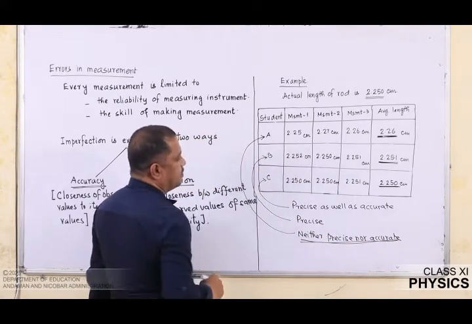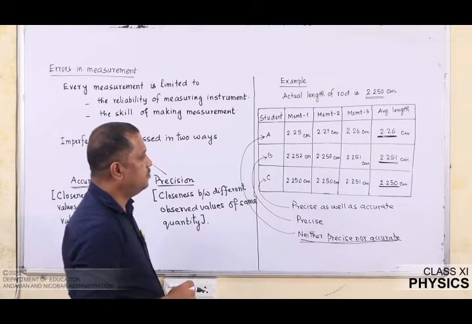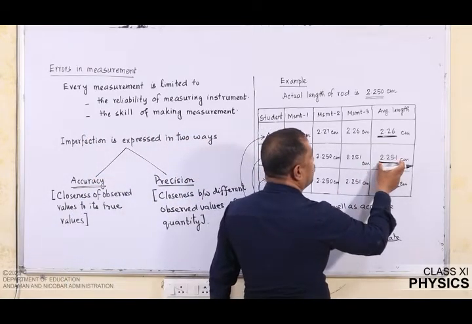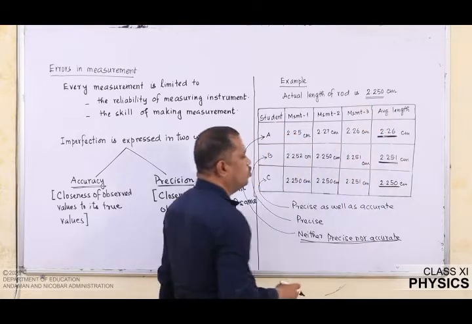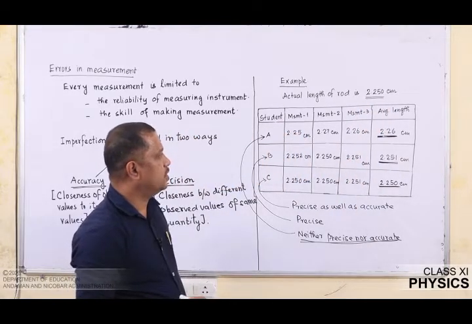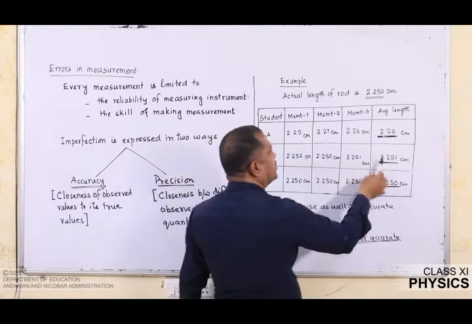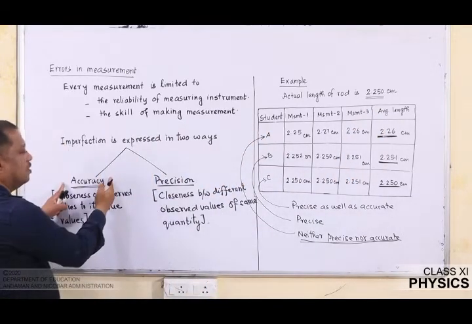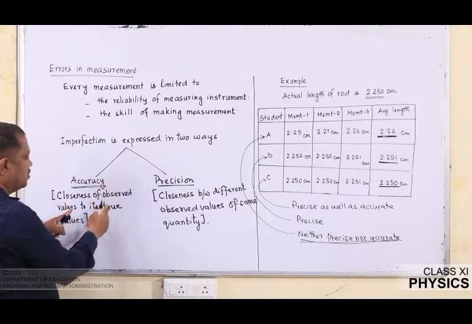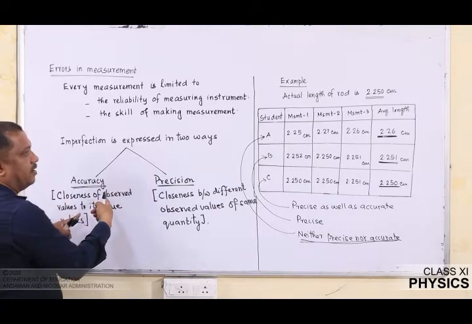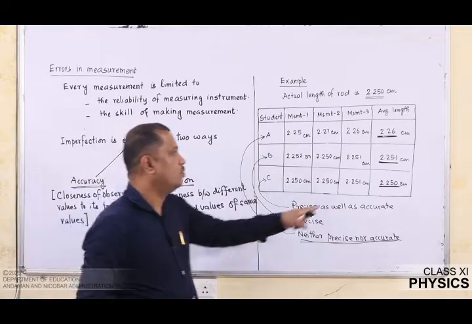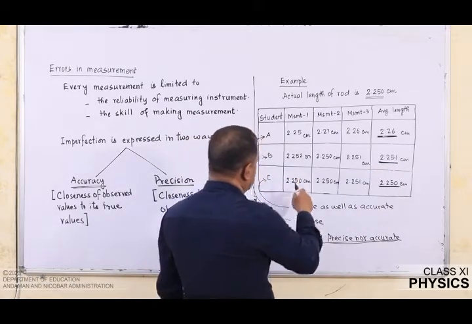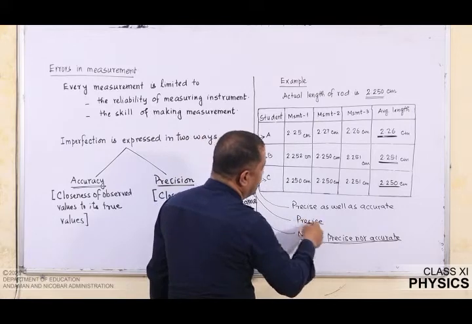Let us check for B. When I see B, the value calculated by him is 2.251, the actual value is 2.250. So therefore, this is not exactly closer to 2.250. So therefore, I would not call the value accurate, because the true value is different than the value he has calculated. So therefore, definitely this B has a precise value.